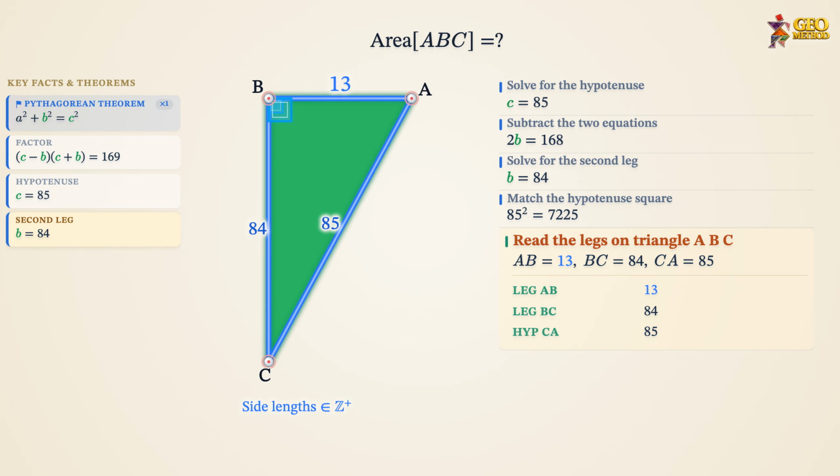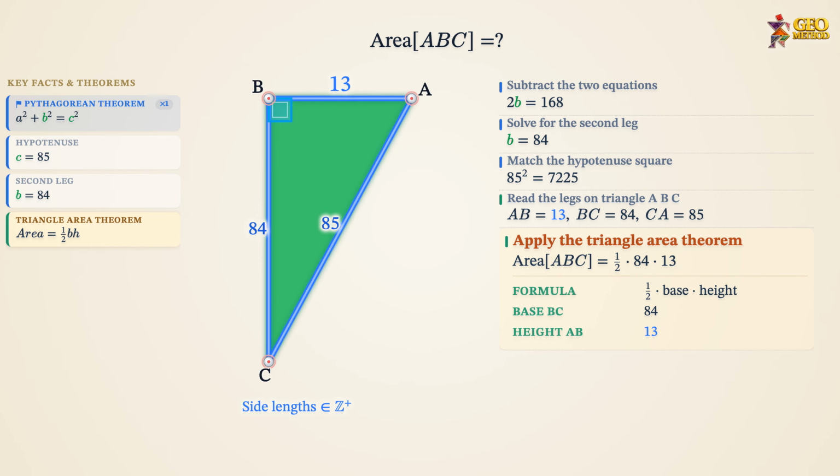Back on the figure, the two legs of triangle ABC are segment AB equal to 13 and segment BC equal to 84, meeting at the right angle B with hypotenuse segment CA of 85. These legs are all we need for the area. We now use the established triangle area theorem. Area equals 1/2 times a base times its perpendicular height.